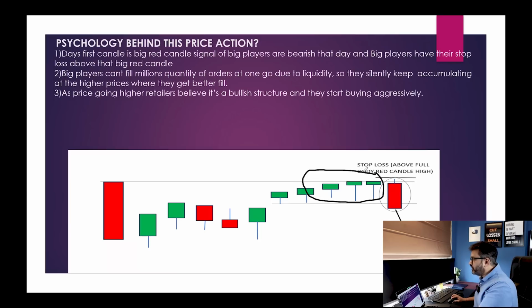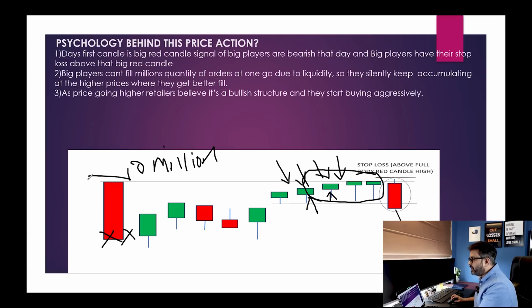At the same time, I told you that they may have a 10 million order, right? 10 million order. They don't want to sell it here. They will get a better price here. As retailers are buying here, they are silently accumulating here. Big players are silently accumulating at a higher price, and all that 10 million order gets filled. Now they get a very good price at the top.